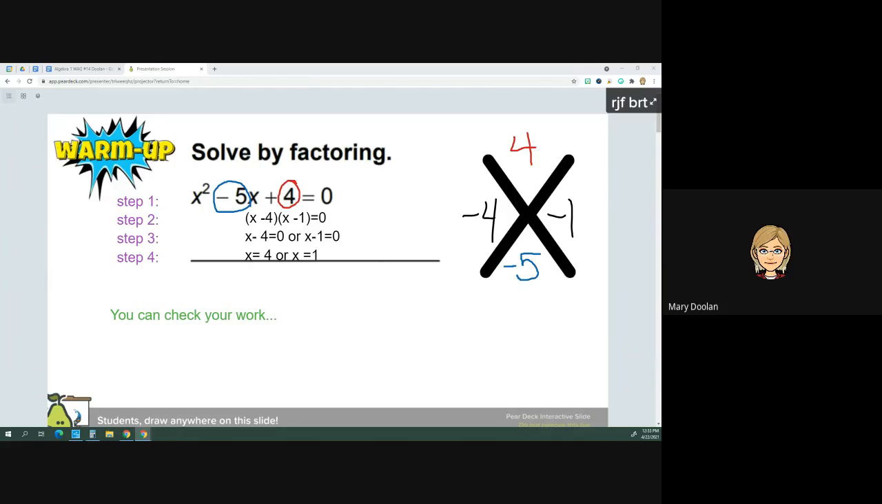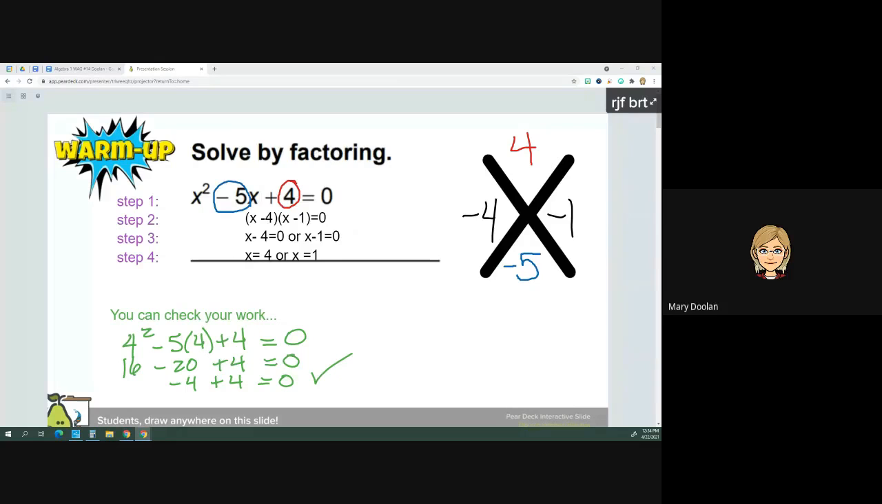So to do that, if I replace the x with a 4, now what is this equal to? It should be equal to 0. I want to make sure that it really is. So 16 minus 20 plus 4. 16 minus 20 is -4, plus 4. And that does really equal 0. So it checks out for x equals 4.